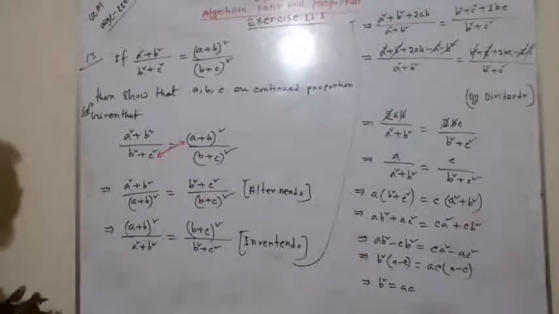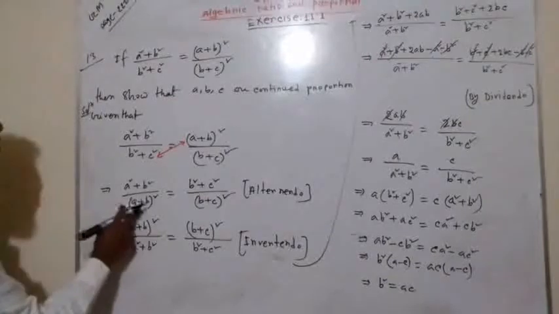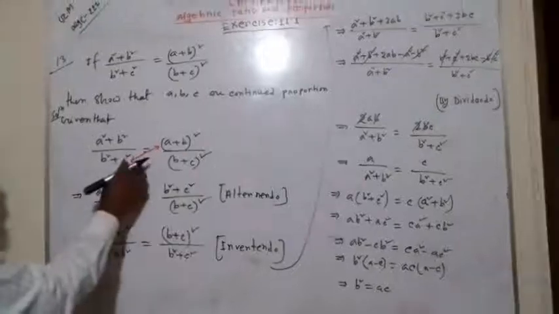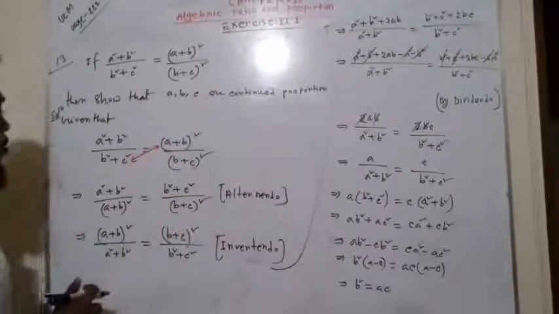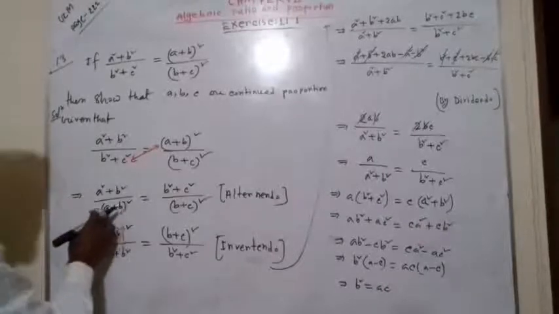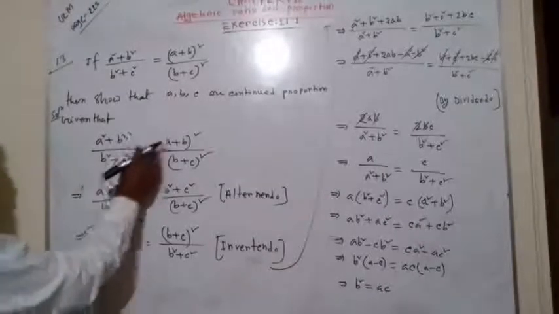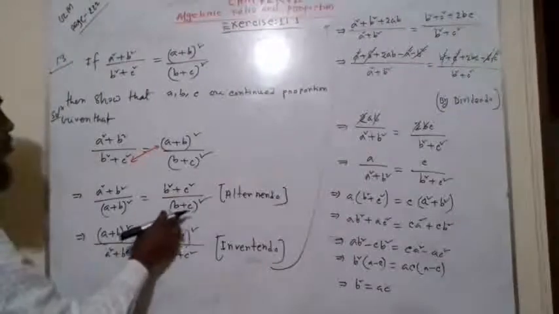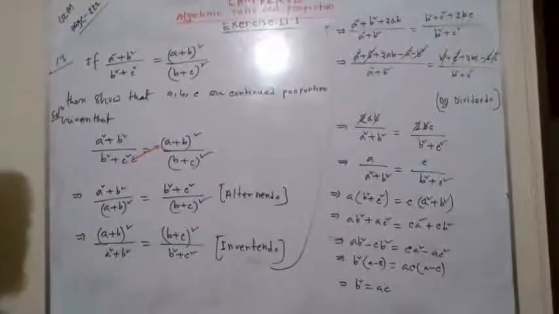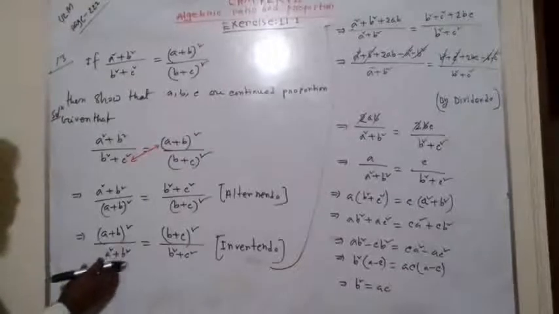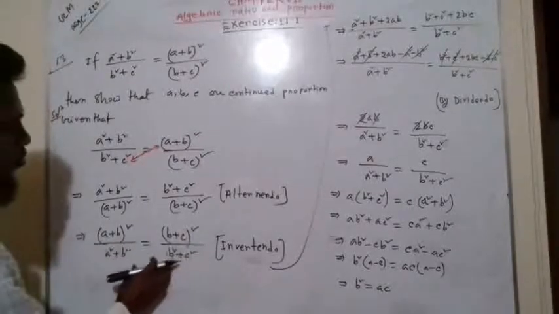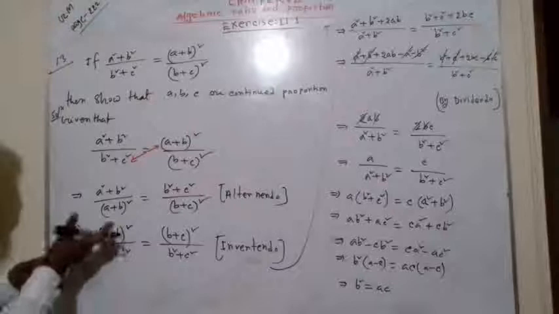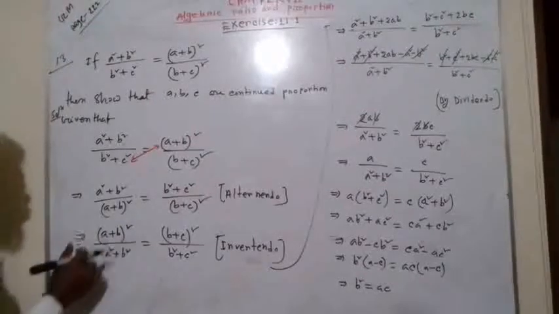Now we can write a square b square divided by a plus b whole square equal to b square c square divided by b plus c whole square, just interchanging these two quantities by applying alternendo. And again we can write a plus b whole square divided by a square plus b square equal to b plus c whole square divided by b square plus c square, applying invertendo. That is, interchange of these quantities in this ratio.